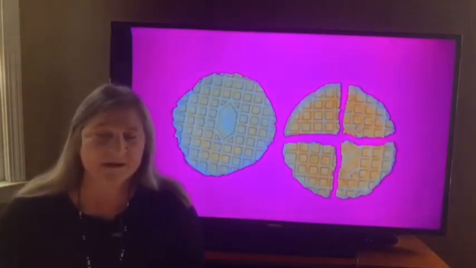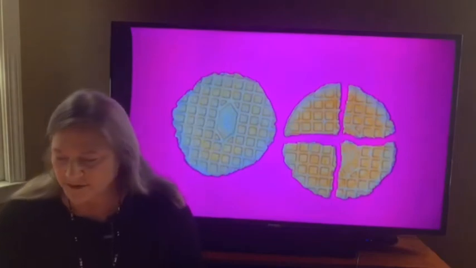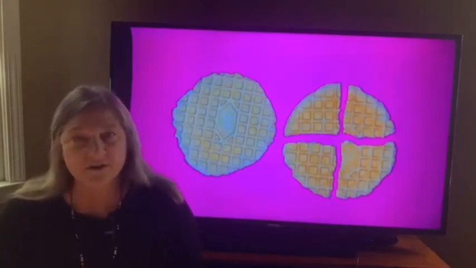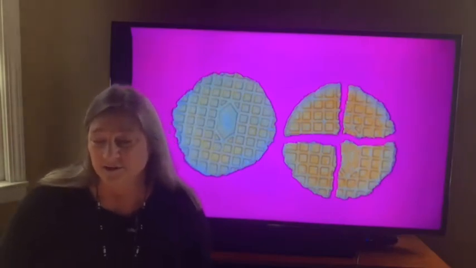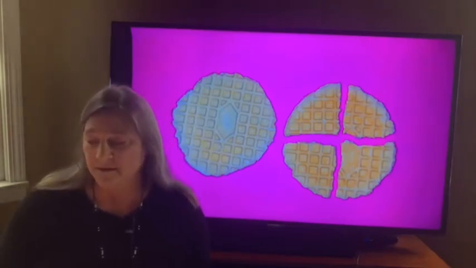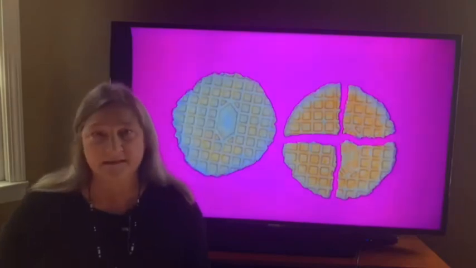Now you might even want to do a challenge if you have your 1st grade child here. You could say, what do you think would happen if we broke it into 8 pieces? Do you think those pieces will be smaller or bigger than the 4 pieces? And then just let them try it.